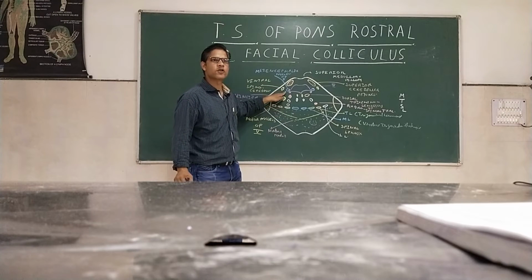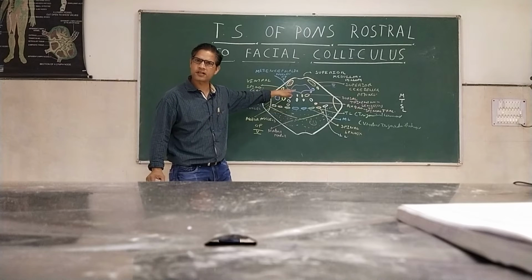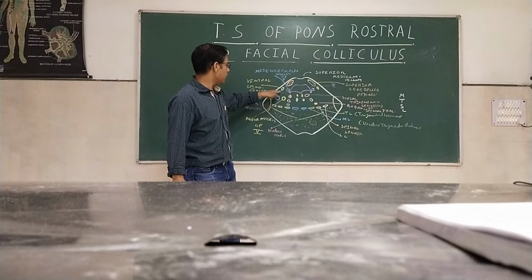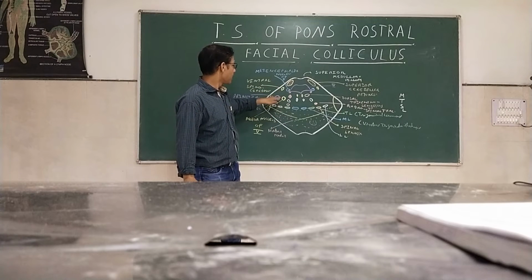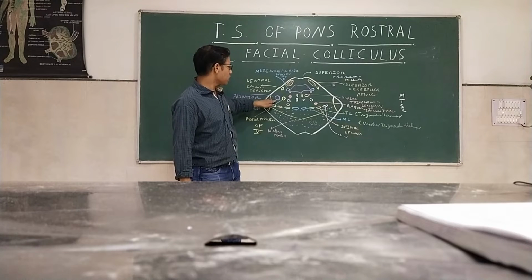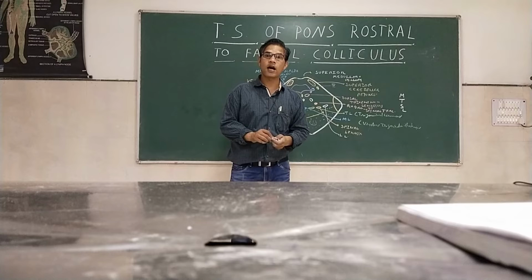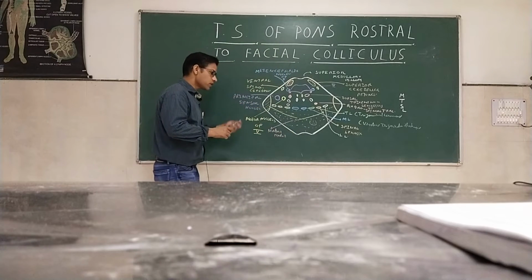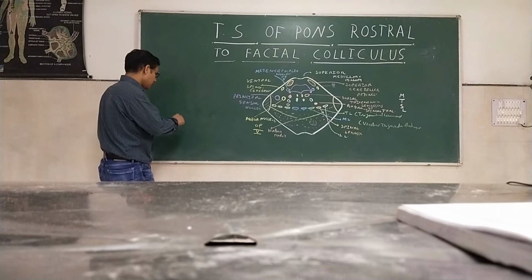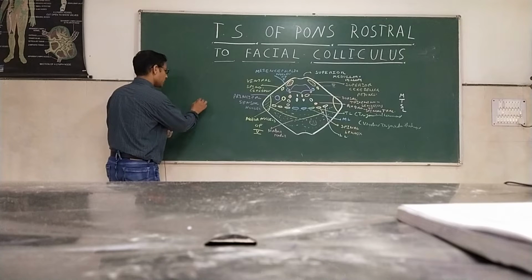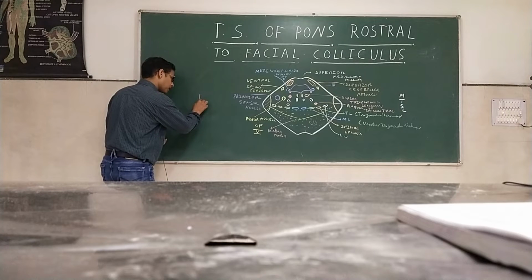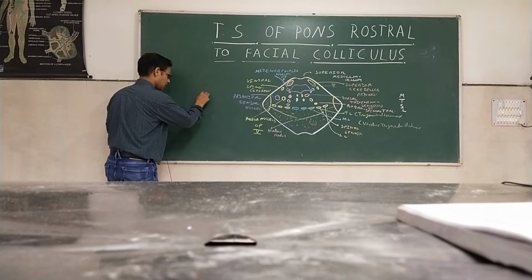So three nuclei we can see at this level. The mesencephalic nucleus, which is special because the first order neuron is lying there. Another one we can see here, the motor nucleus, and this one is known as the principal sensory nucleus. Okay, if I arrange this craniocaudally in another diagram, this is the principal sensory nucleus.